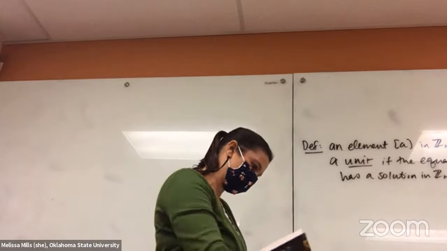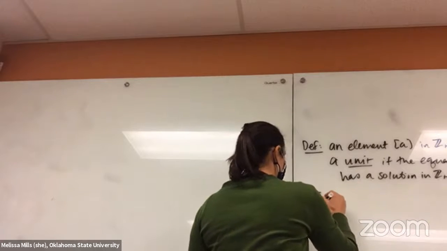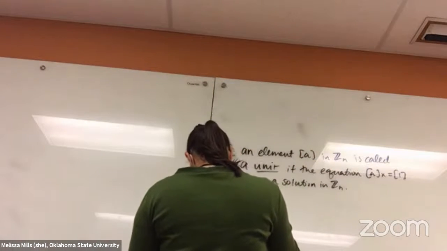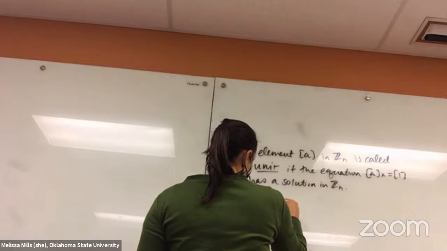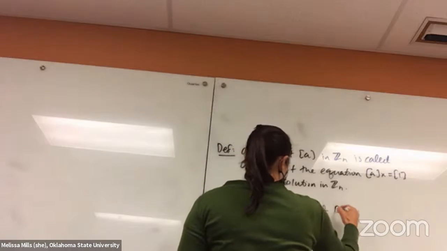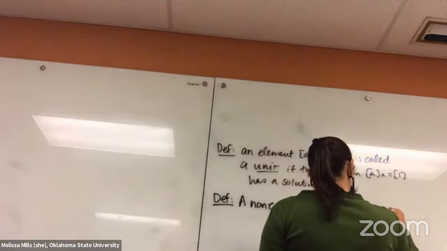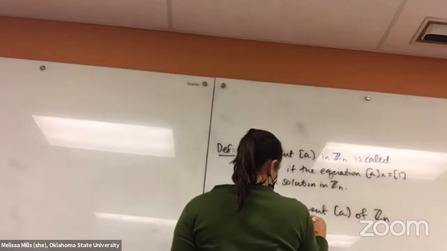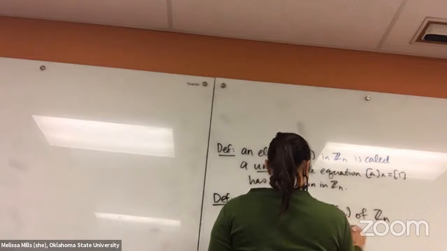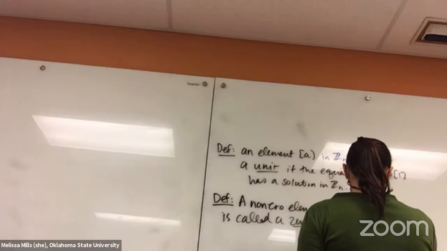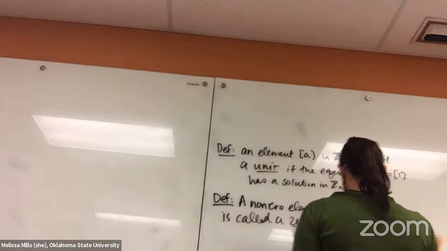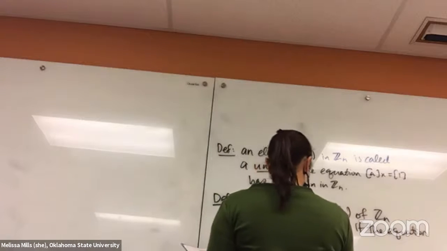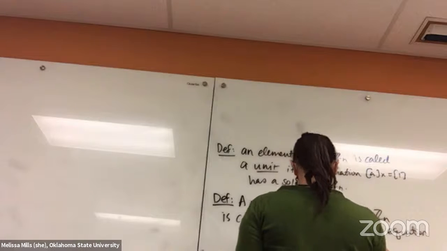Okay, hang on, so let's write it out. Definition of zero divisor: a non-zero element A of Z mod n is called a zero divisor if the equation Ax equals 0 has a non-zero solution.